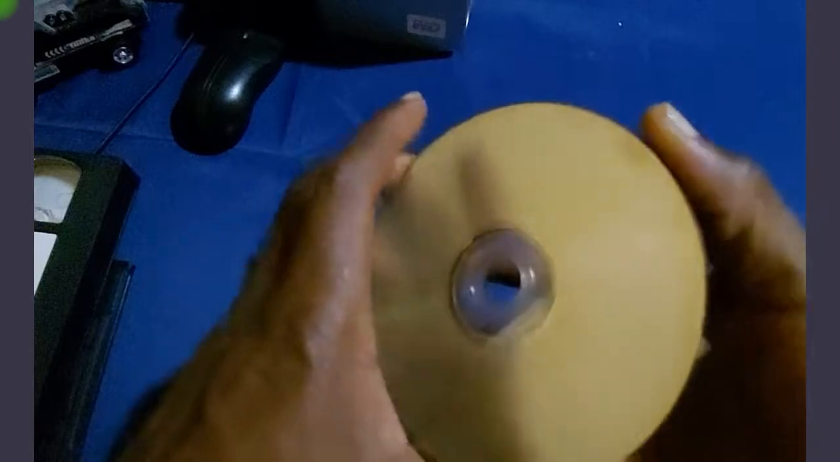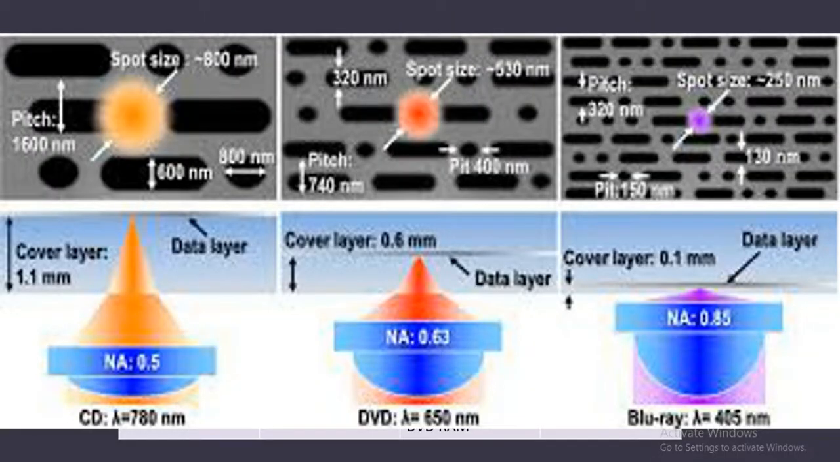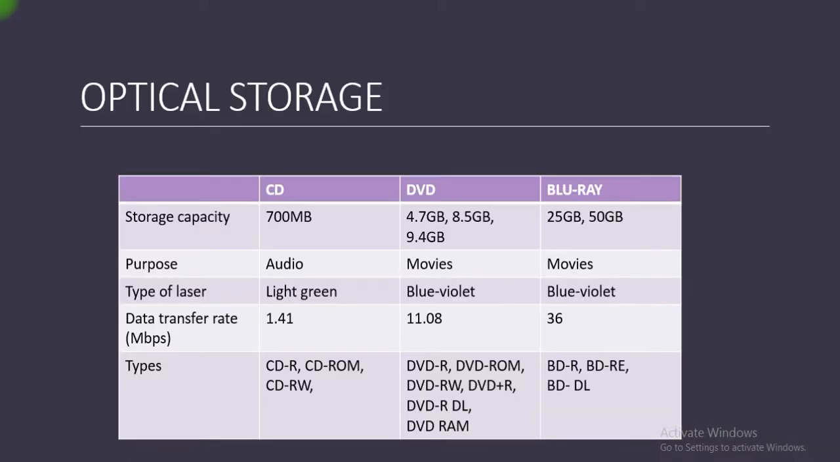But what happened is that they're able to store more data on, say, a DVD over a CD, because the laser lens actually gets smaller as you move up the line. So the laser lens that a DVD uses is actually much smaller than that used by a CD. The lens used by a Blu-ray is actually much smaller than that used in a DVD. Okay, and of course there are different formats for each type of media. So for the CD, you have CD-R, CD-ROM, CD-RW.